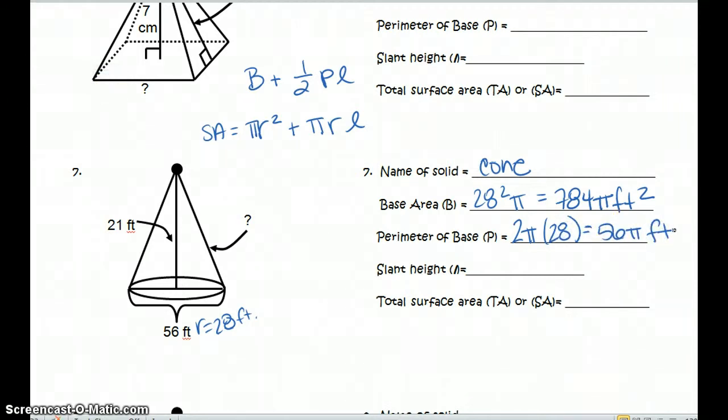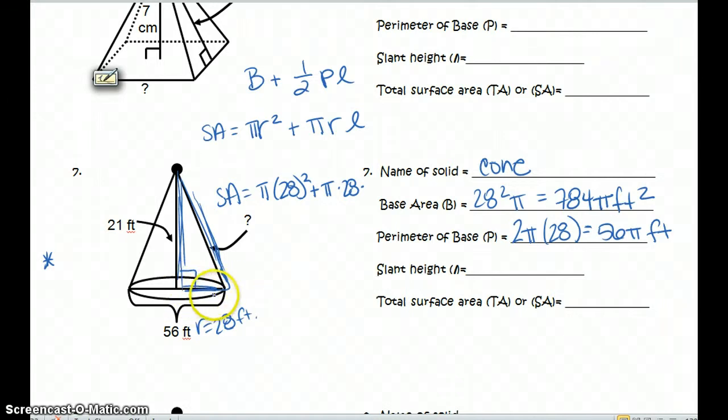So from here, you can plug it into B plus 1/2 P times the slant height, which we still need to find, or you can just do surface area equals pi times r squared plus pi times 28 times whatever the slant height is. Let's find the slant height. Once again, we have a right triangle. But we are only going to use half down here. So this is 28 squared plus 21 squared equals the slant height squared. That's going to come out to be 1225. So the slant height is 35.